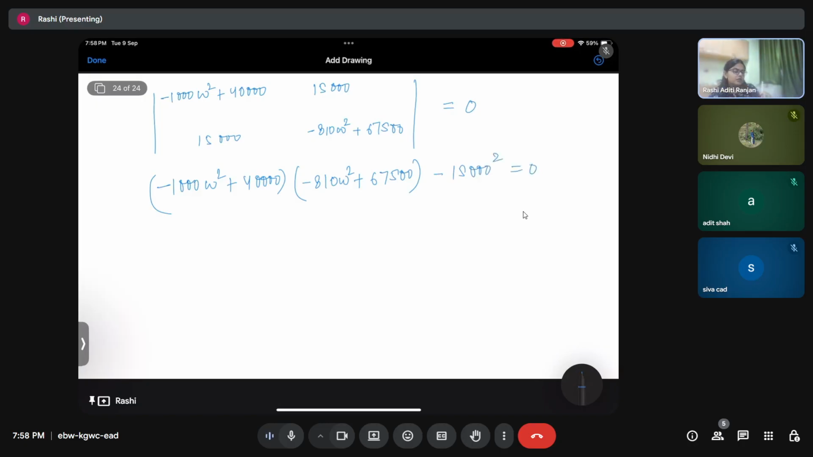After doing all the calculations and eliminating some zeros, we'll get 8.1 omega to the power 4 minus 999 omega square plus 24750 is equal to 0. From this, we are going to get omega 1 as 5.8593 radians per second and omega 2 as 9.4341 radians per second.